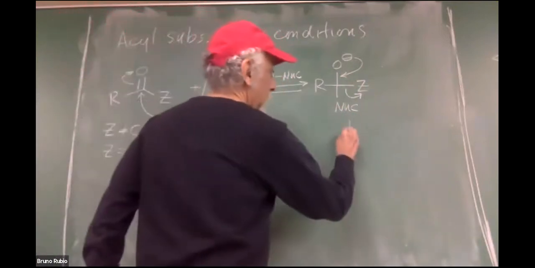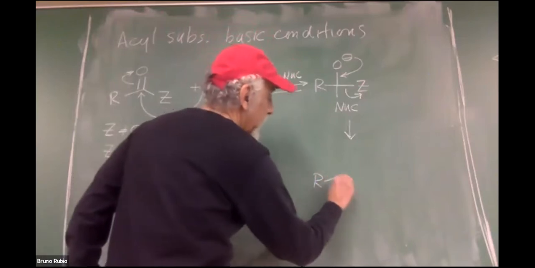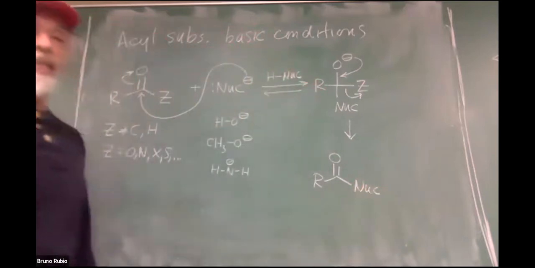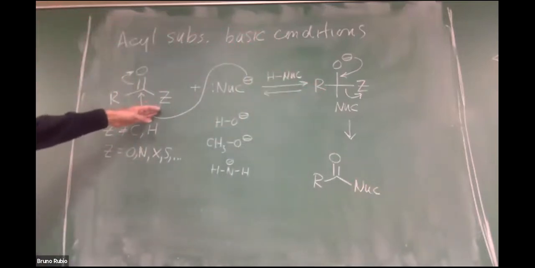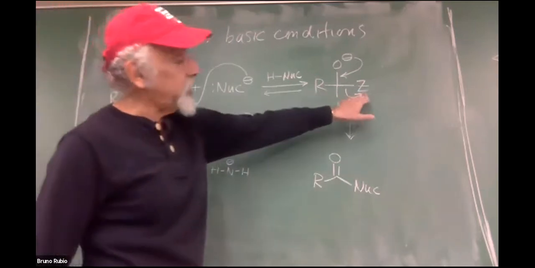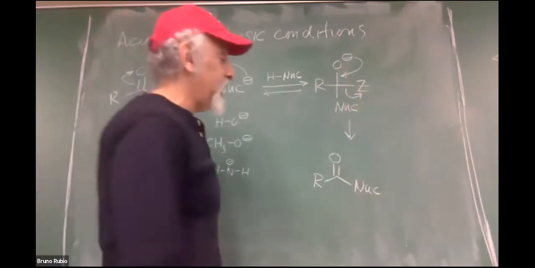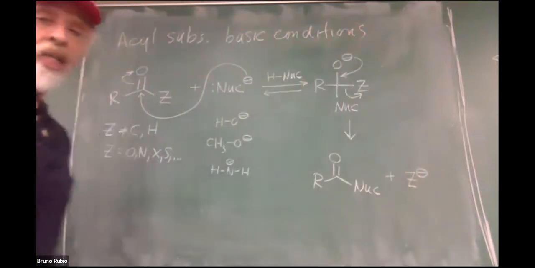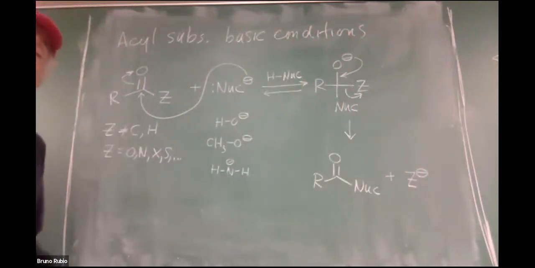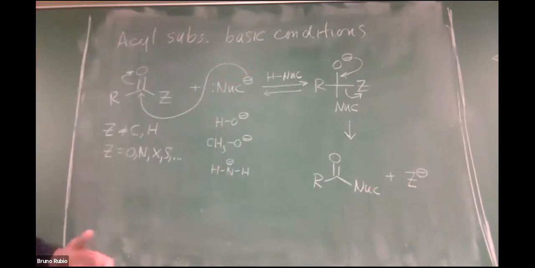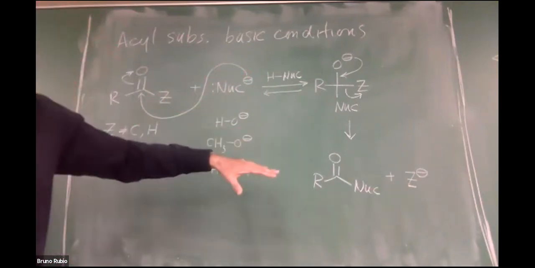All right. And so there's our acyl substitution product. The thing that wasn't carbon and wasn't hydrogen broke off. Its place was taken by the nucleophile. This thing Z, that left as a leaving group, is going to leave with a negative charge on it, because one of the things we believe in is conservation of charge. Okay, so that would be the mechanism of acyl substitution under basic conditions.